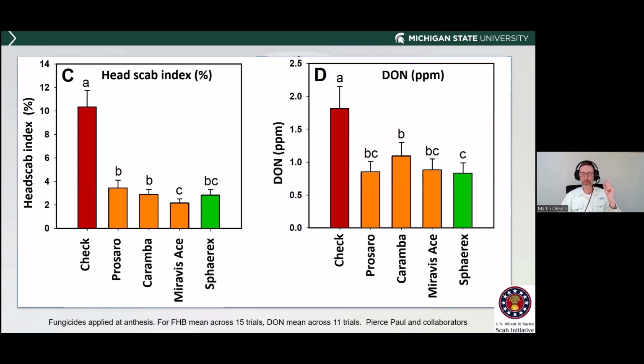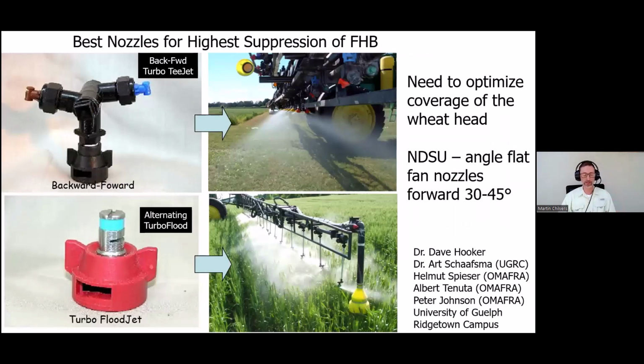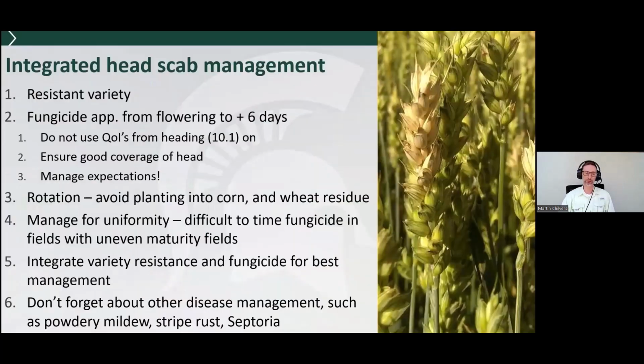The quick message here is to manage your expectations. If we are in a really high risk year, you're only really going to drop that disease pressure by about half, and that DON level by about half. And really importantly too, make sure you get good coverage of the wheat head. We want to either use twin jet nozzles or have forward and backward facing nozzles to increase coverage around that head. We don't want to just paint the front side of that head as we're moving through the field. Coverage is essential.